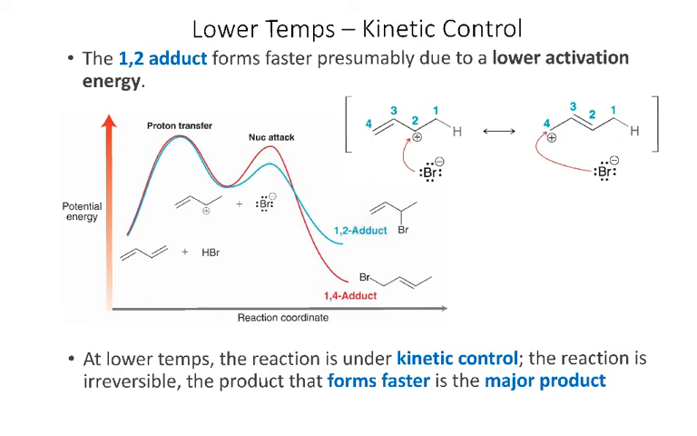And so the reason we form the 1,2 product faster is because its transition state has a more stabilized carbocation, and that's going to lower the energy and make that reaction faster. In either case, lower temperatures favor the product by kinetic control, and it's going to favor the one that forms faster. So whether you use a proximity argument or this lower activation energy argument, I would accept both. I think this is a better explanation, but because the book just gives the proximity one, if I were to ask you for an explanation, I would accept both.